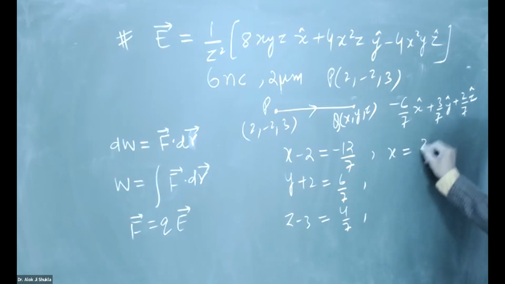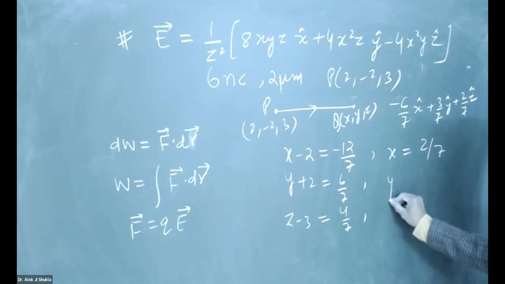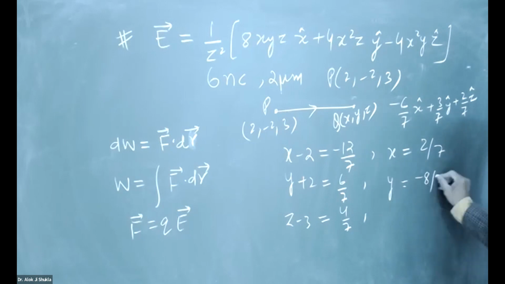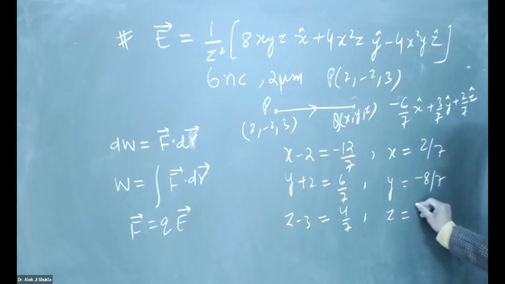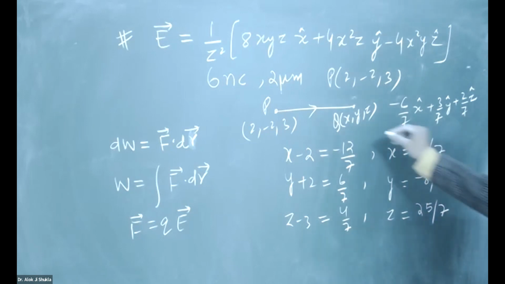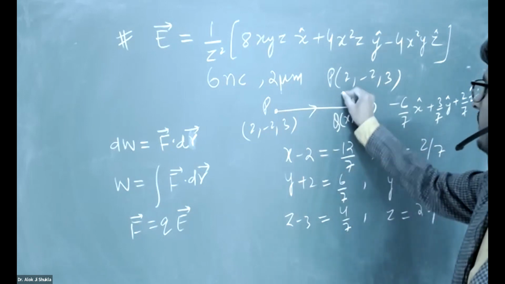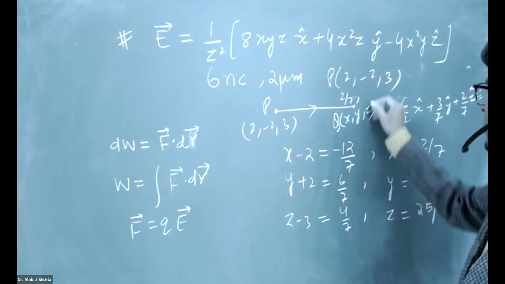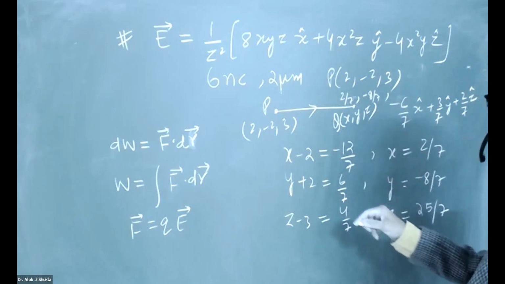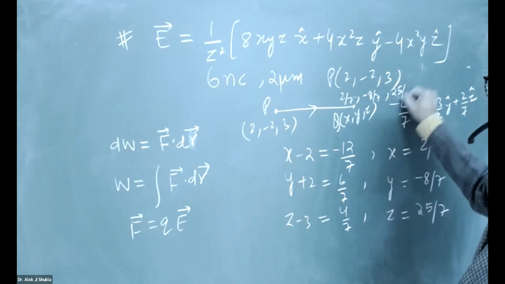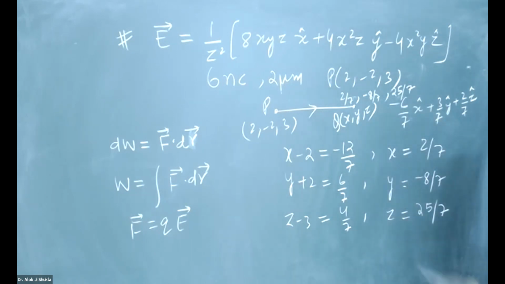X will be 2 by 7, Y will be minus 8 by 7, and Z is 25 by 7. If you have any doubt till here, ask. So we got this point: 2 by 7, comma, minus 8 by 7, comma, 25 by 7. So from here, we need to go to this point to calculate the work done.